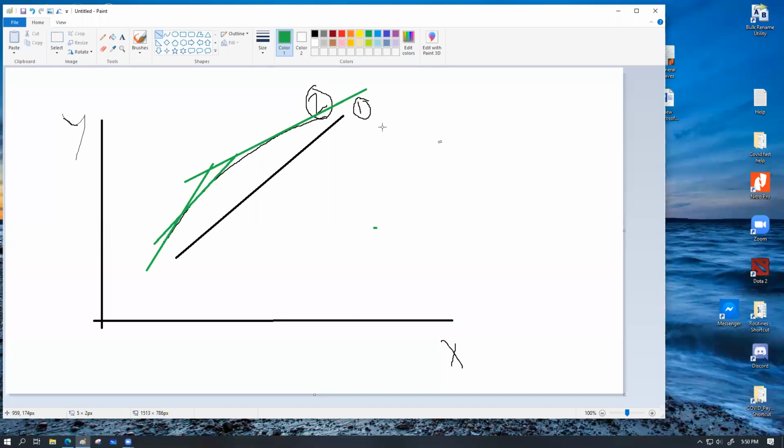So we say that graph number 2 is described as: as x value increases, y value also increases decreasingly, which means the gradient is decreasing or the rate of increase decreases. And the third shape that we can have is obviously the other way around. For example, we can have curves which have a shape like this.